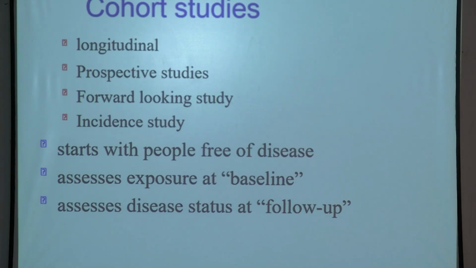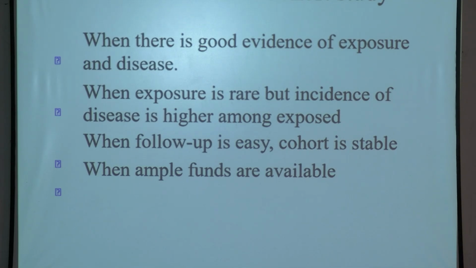So you're starting with people free of disease, a group of people living in an area where a new power plant is coming up. You are assessing the exposure at startup, following them for 5 or 10 years to find out how many of them have cancer. Indications of a cohort study: when there is good evidence of exposure and disease. So there is a risk of exposure to cancer if there are other things like radiation. In that case there is good evidence, so you go for a cohort study.